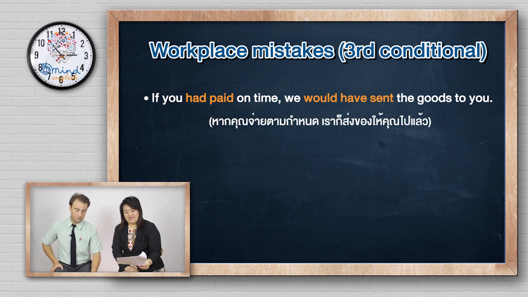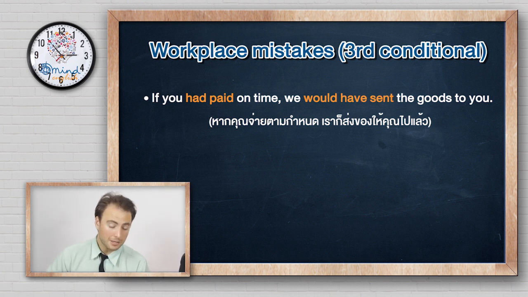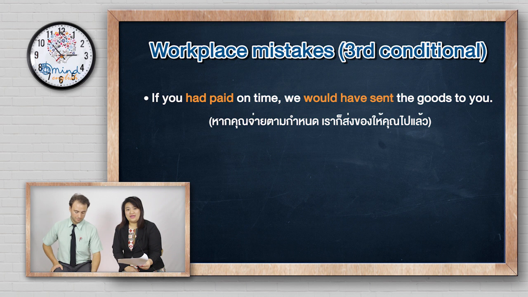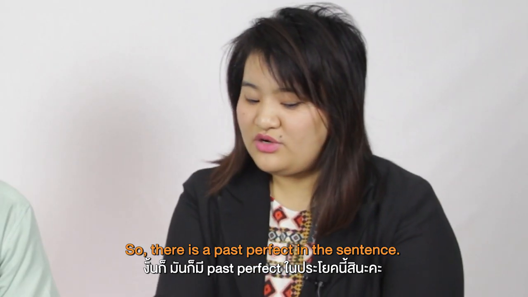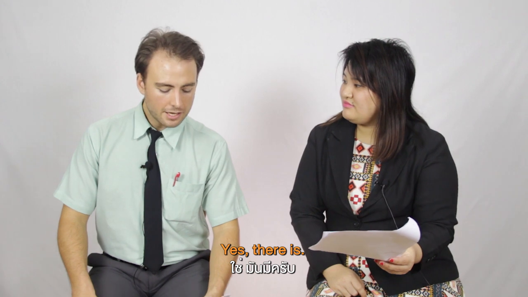goods to you. If you had paid on time, we would have sent the goods to you. ความหมายในประโยคนี้ก็คือ หากคุณจ่ายตามกำหนด เราก็ส่งของให้คุณไปแล้วค่ะ ซึ่งประโยคนี้ฟังดูเหมาะกับลูกค้าที่ขี้โวยนิดหนึ่ง ว่าจะเอาของแต่โอนเงินช้า จะเห็นได้ว่าเราใช้ past perfect เพราะว่าเรากำลังพูดถึงอดีตที่เราย้อนเวลาไปแก้ไขไม่ได้นั่นเองค่ะ So there's the past perfect in the sentence. Yes, there is.